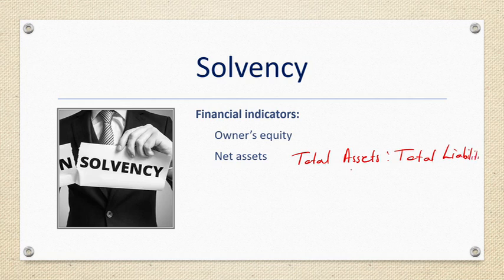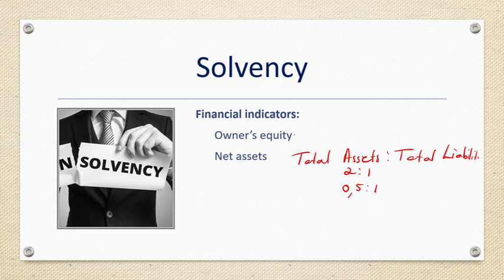Now, if this ratio is 2 to 1, it means for every R1 debt, I have R2 assets. So yes, I will be able to cover all my liabilities. If I sell all my assets and make it into money, then I will be able to cover my debt. If this ratio is 0.5 to 1, it means for every R1 liability, I only have 50 cents assets. So now I am actually insolvent because I can't repay all my debt.